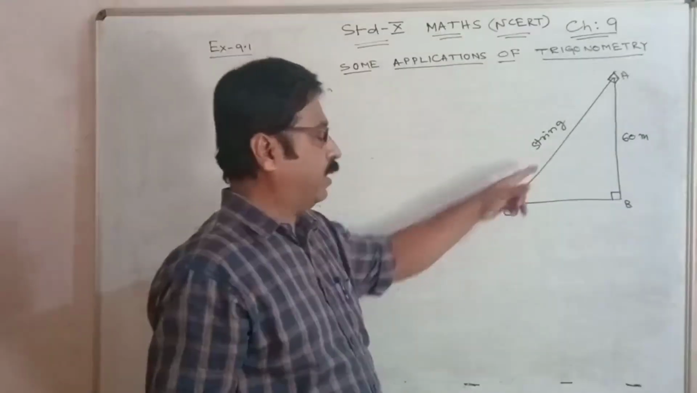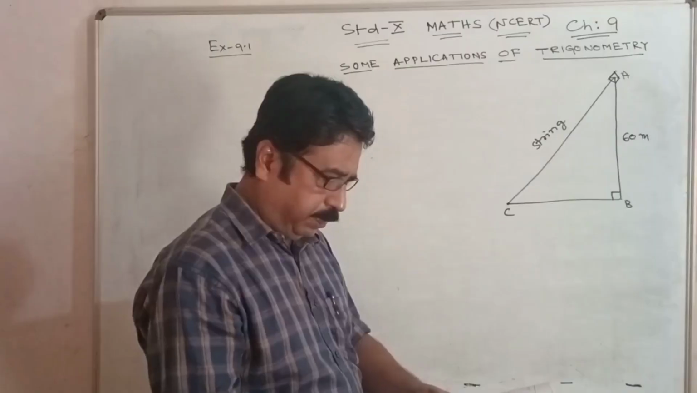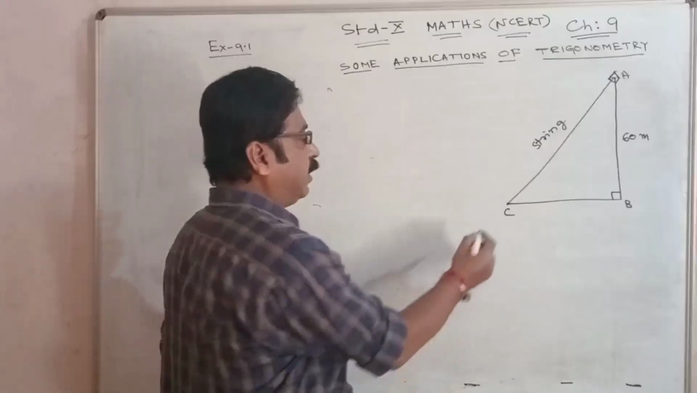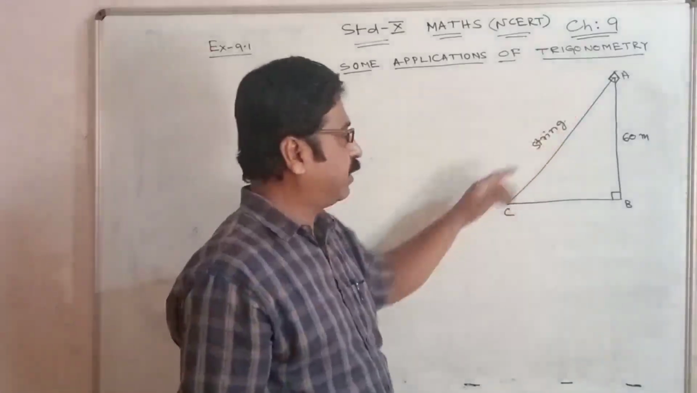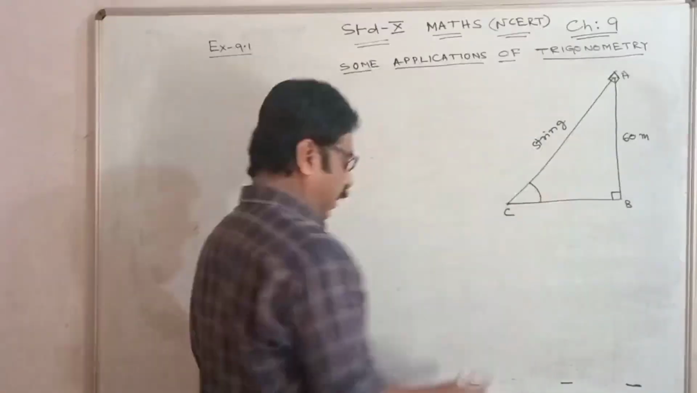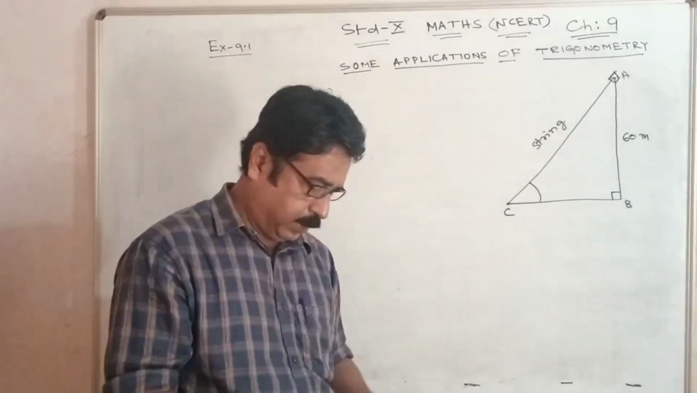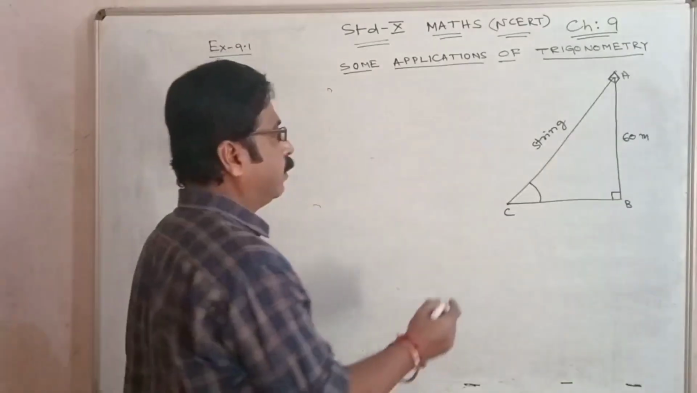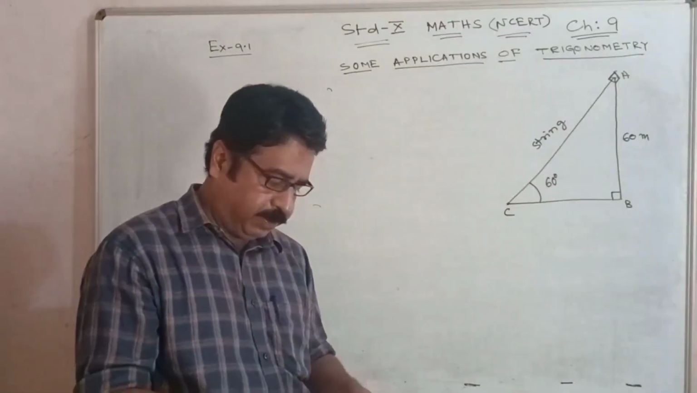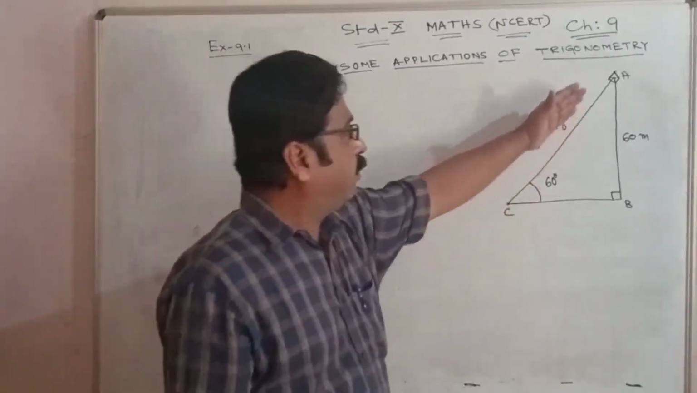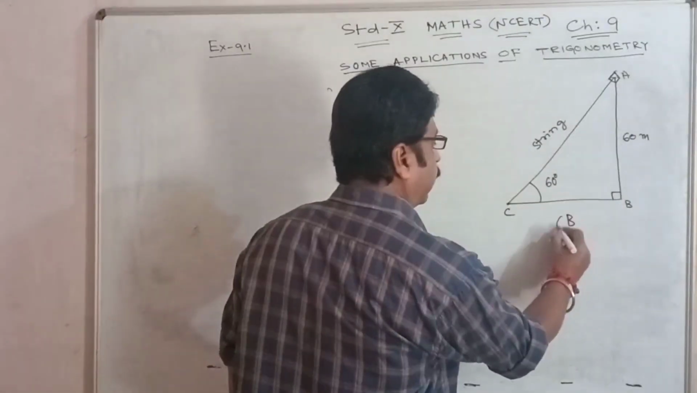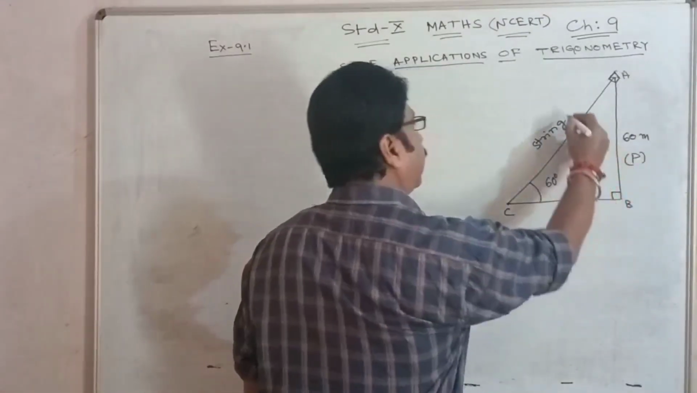And the string is tied. Here it is given. The string is tied to a point on the ground. C is a point on the ground. That string is tied at this point. And this angle is given 60 degrees. We have to find the length of the string. That means we have to find the length of AC. It is base, perpendicular, it is hypotenuse.